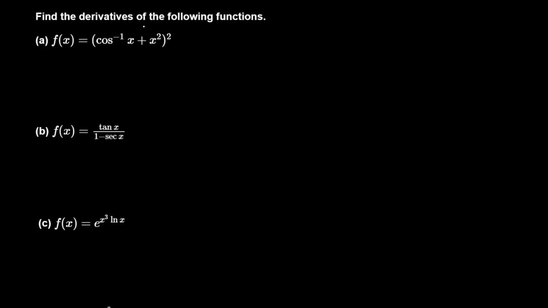Find the derivatives of the following functions. In part A, we got cosine inverse x plus x squared, quantity squared. Cosine inverse: we know that the derivative of sine inverse x is 1 over square root of 1 minus x squared. And when we have cosine inverse, that will be the negative of this fraction.